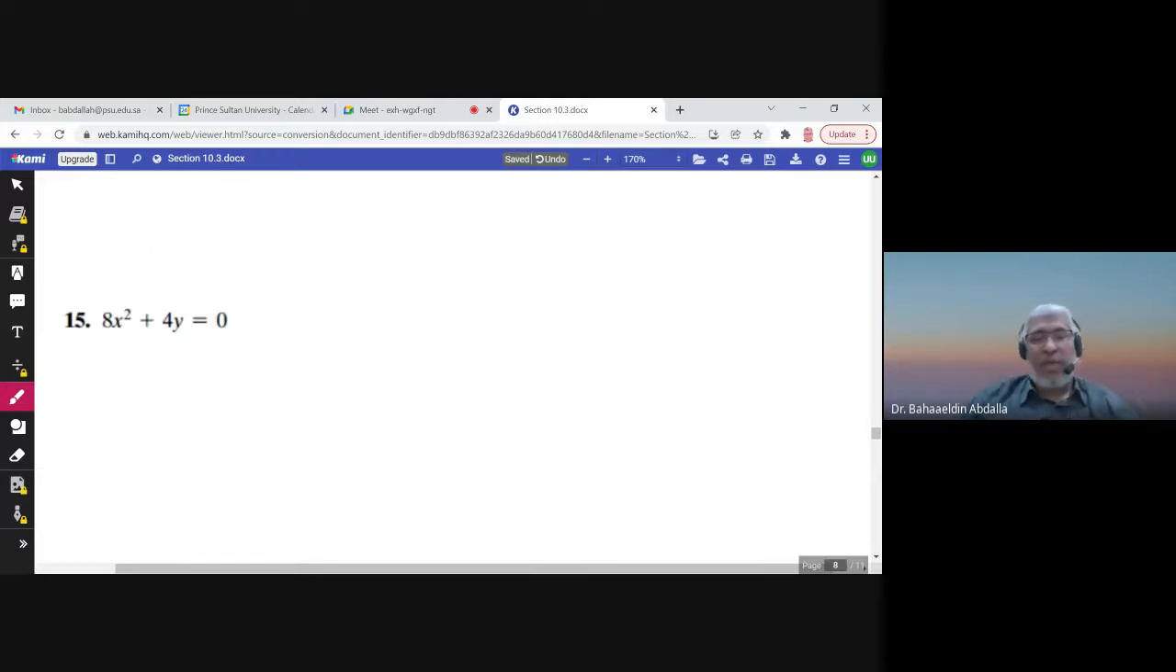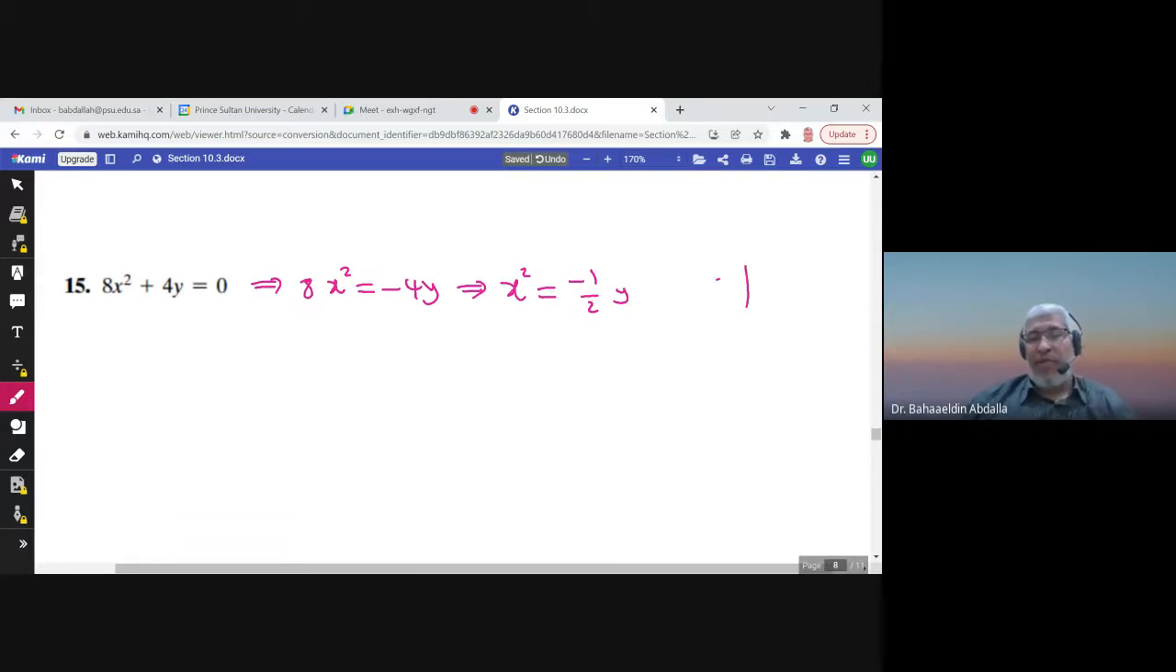Also here, I solve it for x squared. So 8x squared is negative 4y. I divide by 8. Negative 4 over 8 is negative half. Now x squared, so the graph opens up or down. Negative, so the graph opens down. And this would be the directrix.